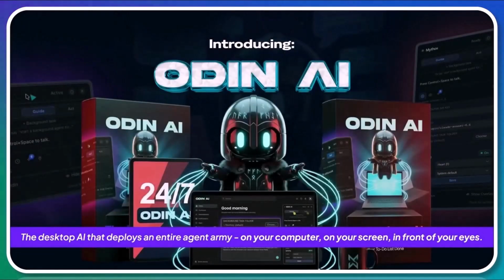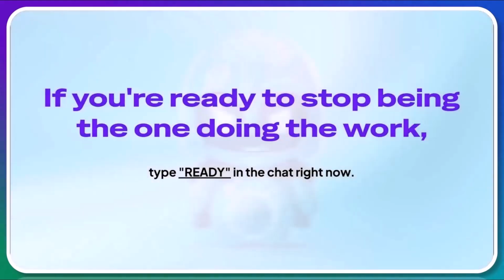So, good. Let me introduce you to Odin AI. This is the desktop AI that deploys an entire agent army on your computer, on your screen, and in front of your eyes. If you are ready to stop being the one doing the work, then pay very, very close attention. Type in ready for me. If you feel ready to stop being the one doing all the work. Remember, after this, you are not the virtual assistant anymore. You have an on-demand virtual assistant that's there for you any time of the day.